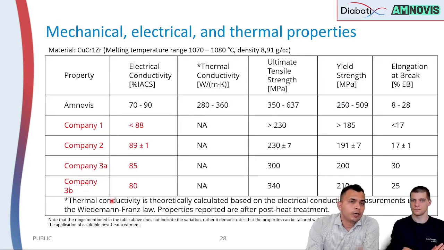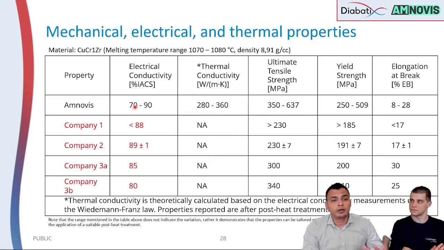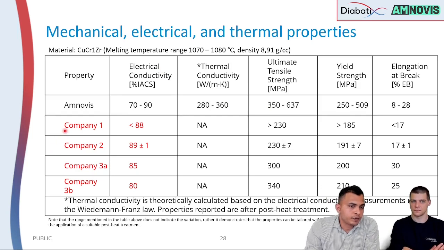In the next slides, I would like to give you an overview of the mechanical, electrical and thermal properties that we achieve at Amnovis, and I would like to mention one more point: whatever we present here is IP protected, thankfully, and because of that IP, we are the only ones who can process with those approaches. So this table gives you an overview of mechanical, electrical and thermal properties that we achieve for a copper chromium zirconium alloy as a case alloy.